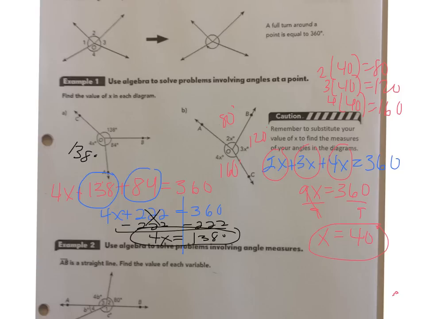Okay, but we don't just need what x is. We need to fill in the missing angles. So I have my work up here. So 2 times 40 is 80. So the 2x degree angle is 80 degrees. 3 times 40 is 120. So the 3x degree angle is 120. And 4 times 40 is 160. And when you add those three up, you will get 360 degrees.